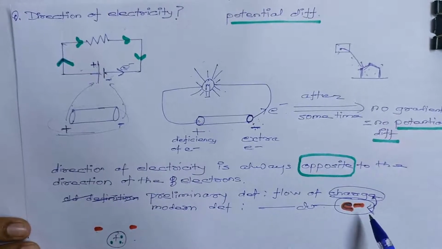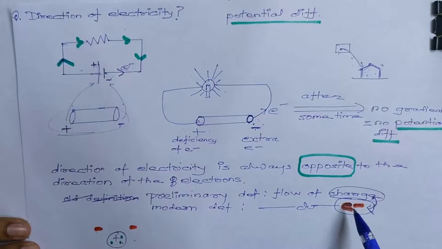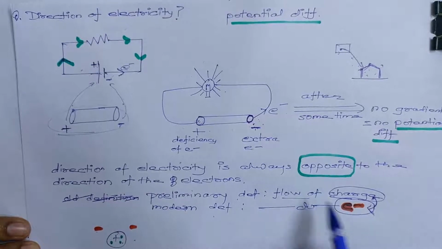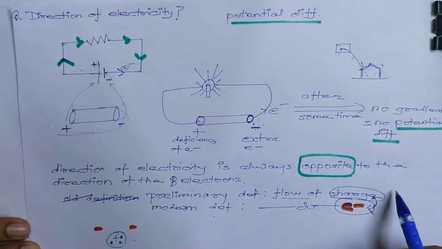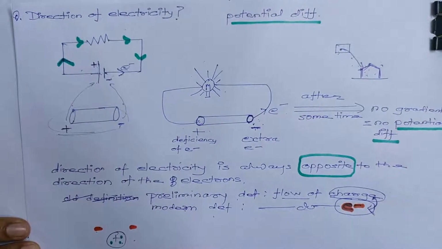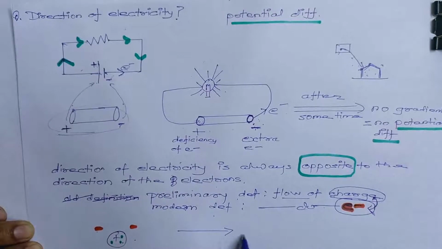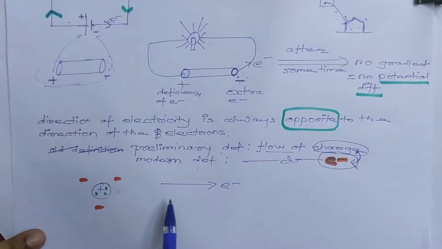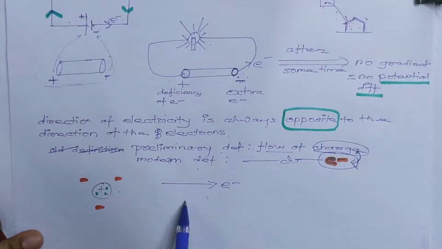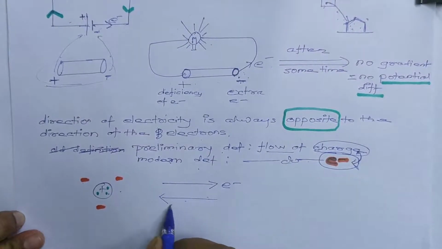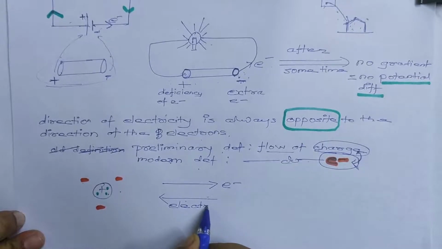Now the scientific community had a challenge to accommodate both the preliminary definition and the modern definition, because this is something we cannot discard. This is the building block of our understanding of electricity. So we agreed that the direction of electric current is always opposite to the direction of the electrons. If this is the direction of the electrons, what will be the direction of the flow of electric current? Straight away you can say electric current flows in this direction. This is the direction of electric current.